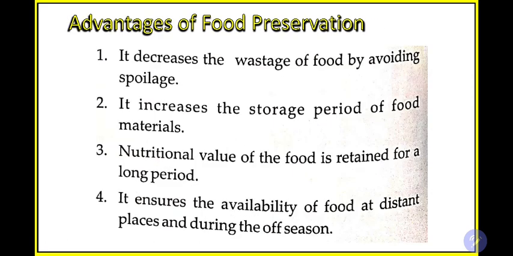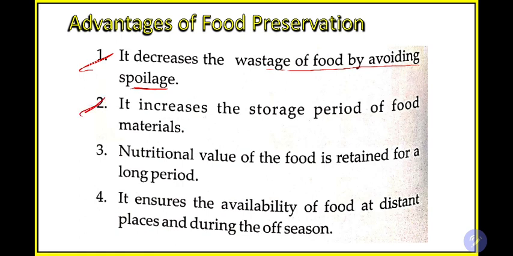So what are the advantages of prevention? Why are we preventing these microbes? It decreases the wastage of food by avoiding spoilage. If microbes attack food, what will happen? They will waste food. We don't want any food to be wasted, right? Food is too costly, so we don't want food to be wasted. This is why the first reason we prevent microbes.